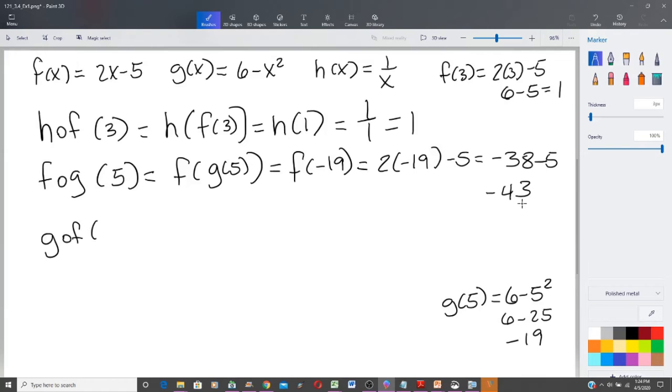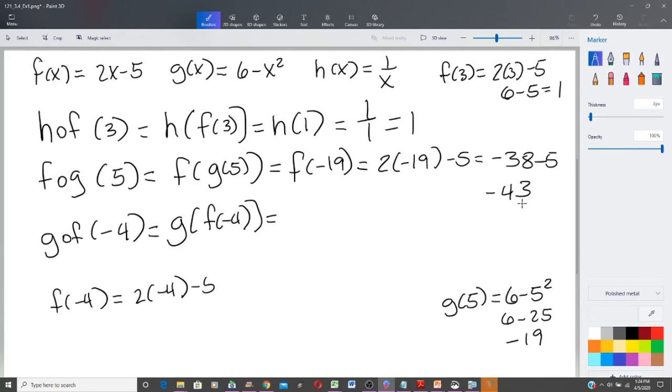All right, for our final act on this one, we're going to do the g of f. And we're going to do the g of f of negative 4. So that's going to be g of f of negative 4. All right, so first we need to know what f of negative 4 is. Looks like we're going to have 2 times negative 4 minus 5. 2 times negative 4 is negative 8. Negative 8 minus 5 is negative 13.